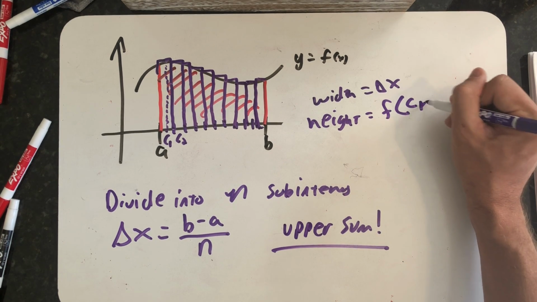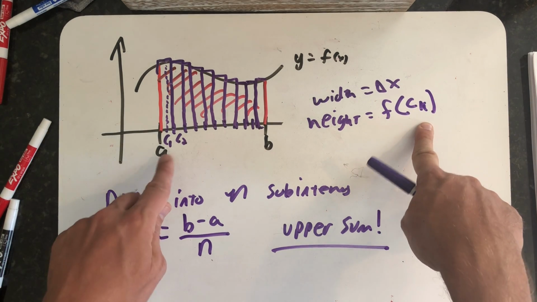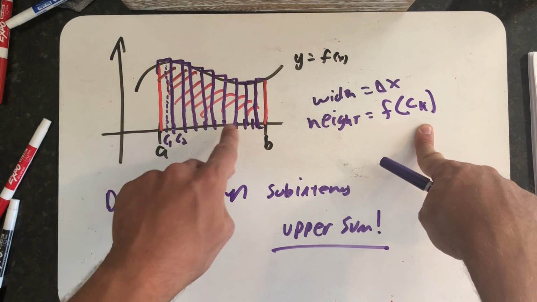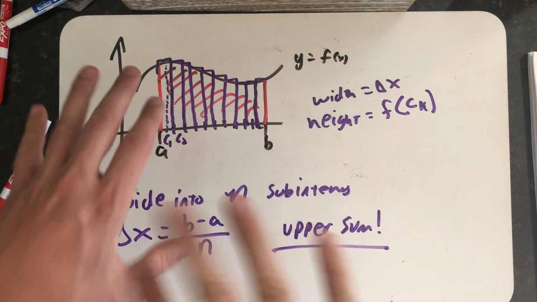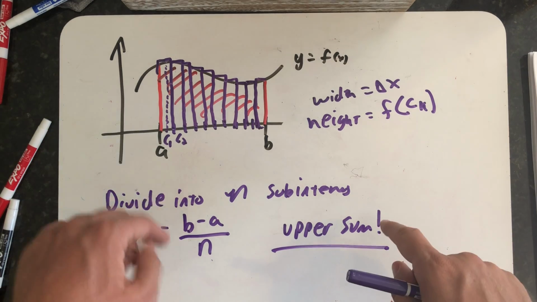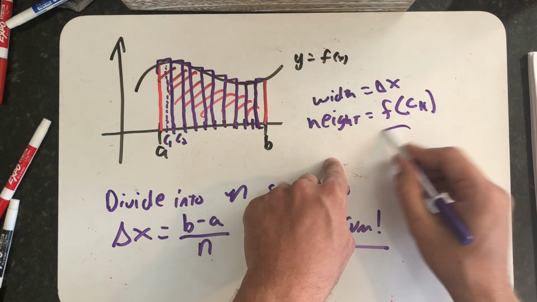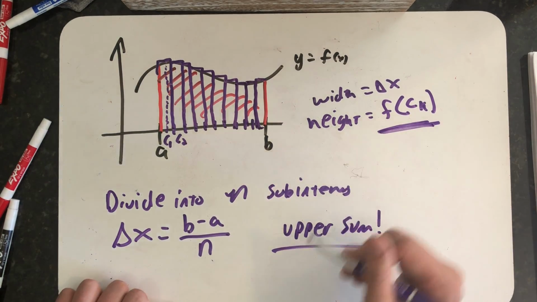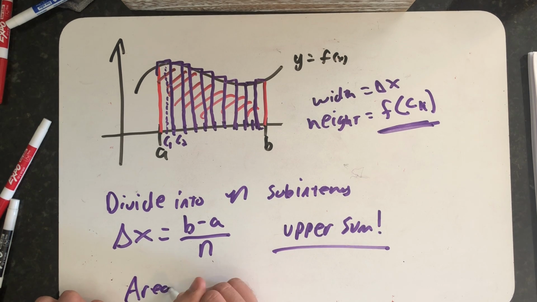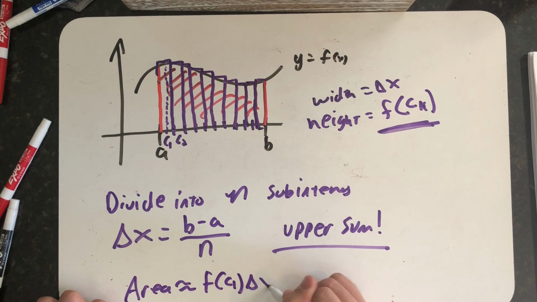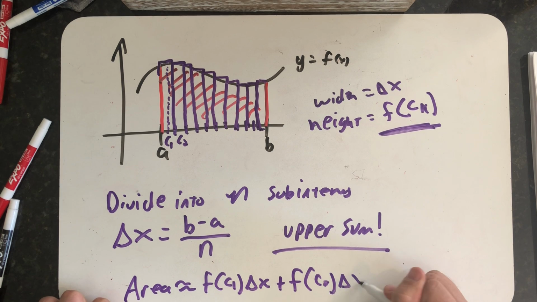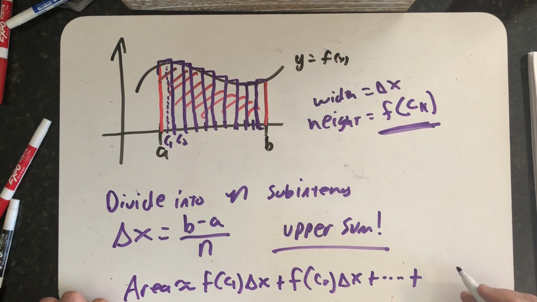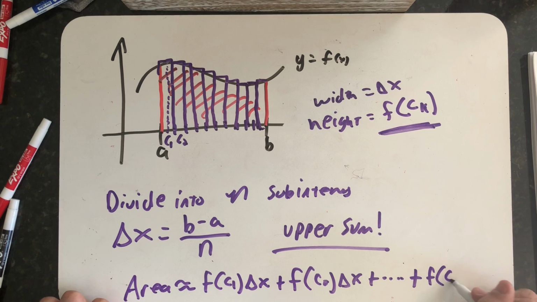And I'm just going to call that f of c sub k, right? Because I have a c1, a c2, right? Some spot I'm using in each subinterval to be the x value for the highest point. But the idea is I'm plugging in an x to get a y because each of my heights was a function value. My area approximations would all then have the format f of c1 times delta x plus the next function value that represents the height times delta x plus all the way until I get to the last one.